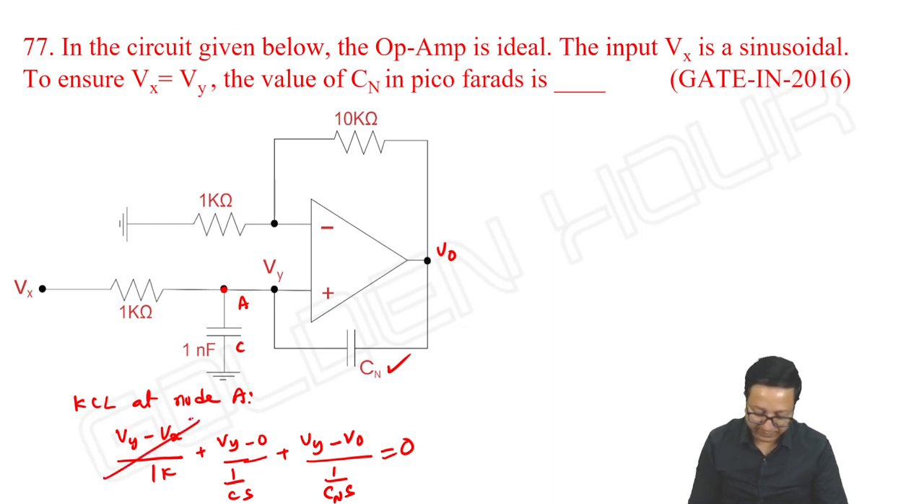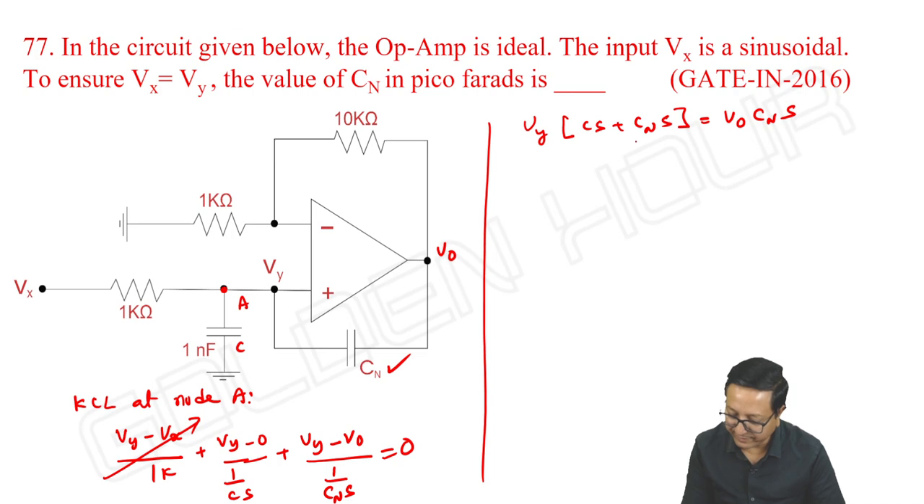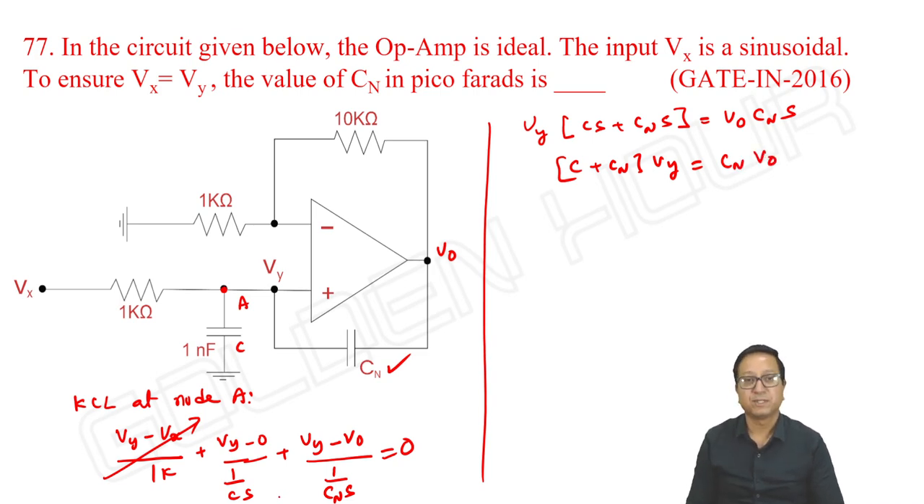Then anyway Vx is equal to Vy. To ensure Vx is equal to Vy means we can remove that. Then Vy into Cs plus Cns is equal to V output into Cns. Okay, we can write like this. And further, anyway, S I can cancel, so C plus Cn into Vy is equal to Cn into V output.